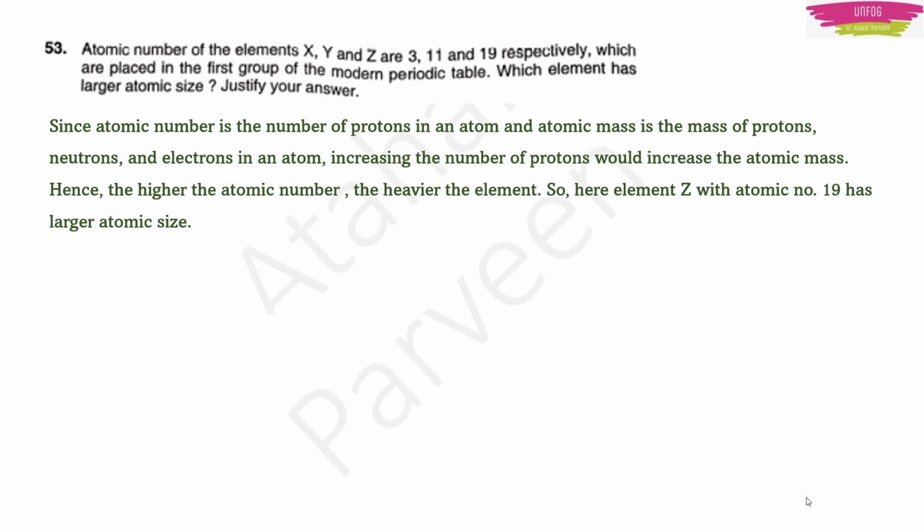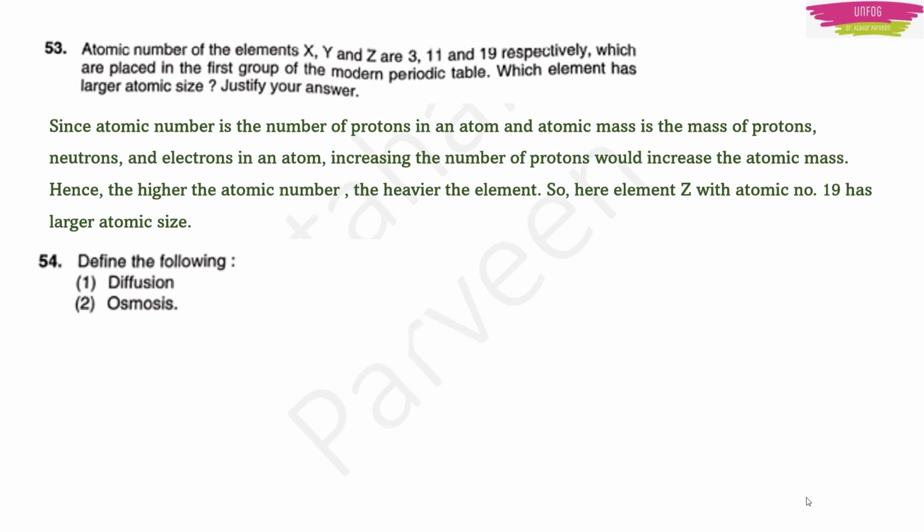Since atomic number is the number of protons in an atom and atomic mass is the mass of protons, neutrons and electrons in an atom, increasing the number of protons would increase the atomic mass. Hence, higher the atomic number, heavier should be the element. So here element Z with atomic number 19 should have the larger atomic size. Okay. So this is for 2 marks.